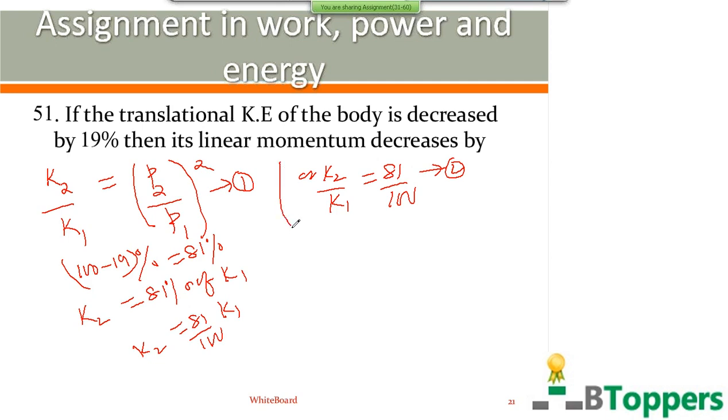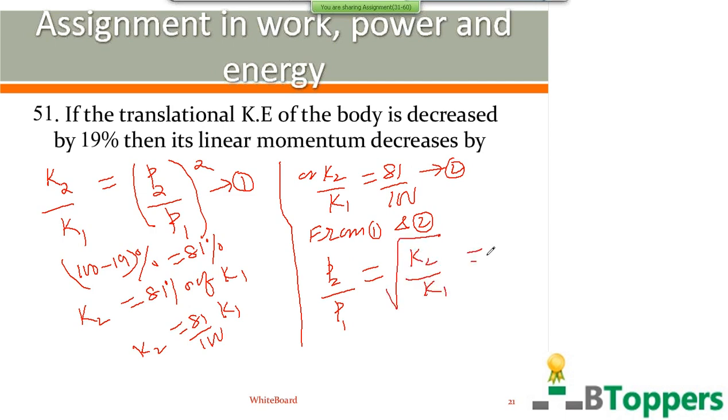So from first and second equations you can write P2 by P1 equal to root of K2 by K1. That is equal to root of 81 by 100. So ratio of final momentum to the initial momentum, you get 9 by 10.